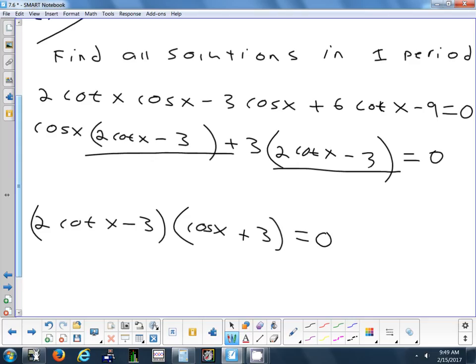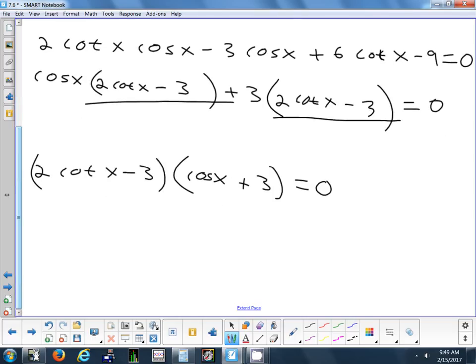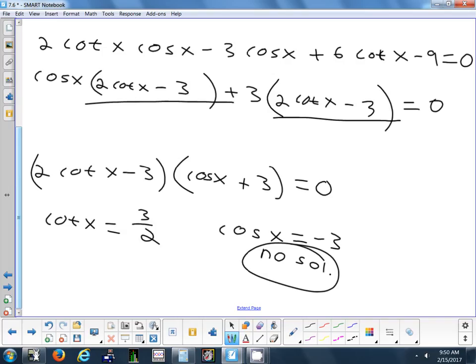And now we've got something times something equals 0. So what do I do with each of those factors? Set them to 0. What would cotangent x equal? We'd have to add the 3 and divide by 2. I'll come back to that in a second. What would cosine x equal? Negative 3. If you try to take the inverse cosine of negative 3, you're asking where does the graph of cosine hit negative 3? Never. There's no solution from this. So you don't have to worry about that one.